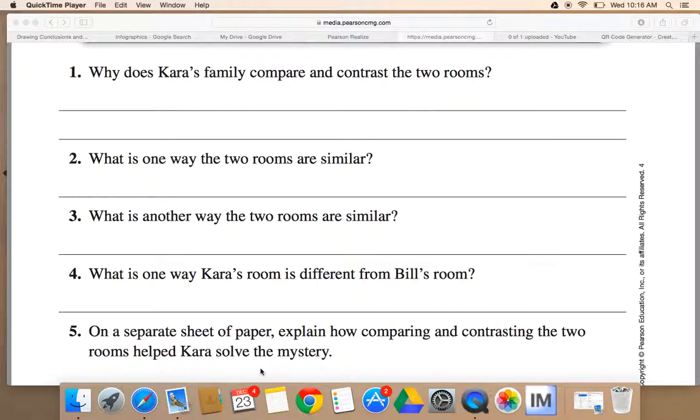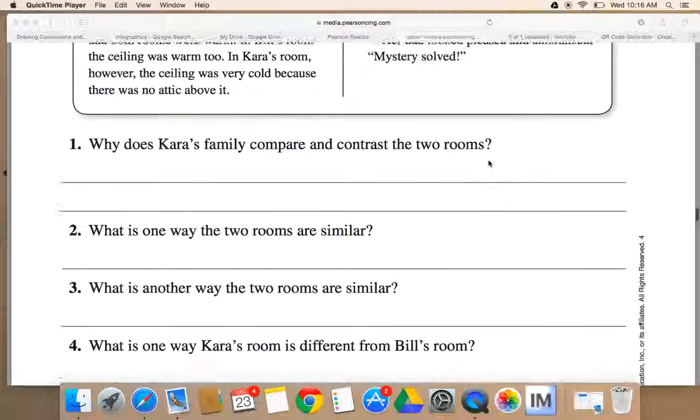You can cross off number five. We're not going to do number five. Let me know if you have any questions.